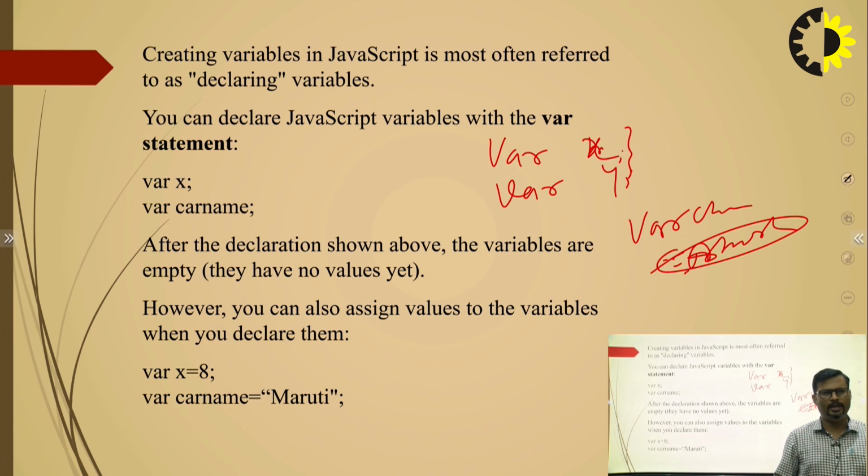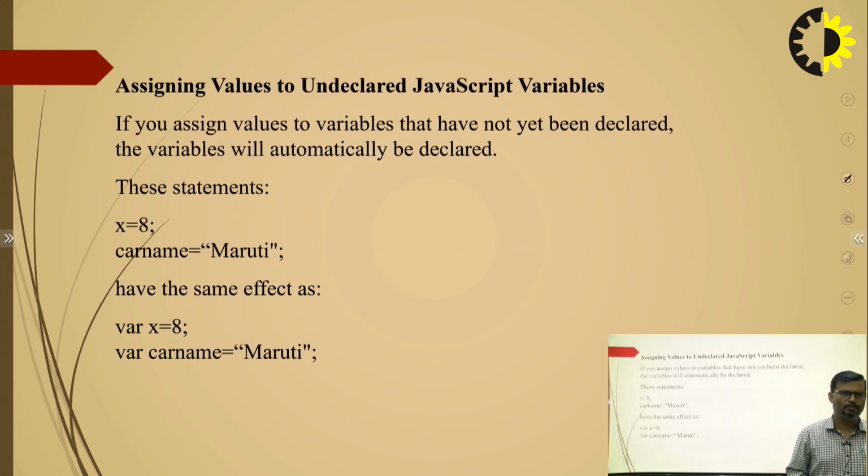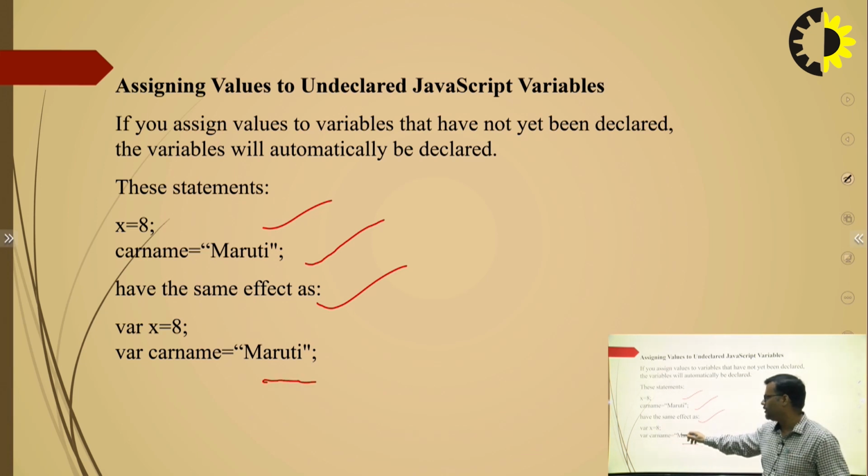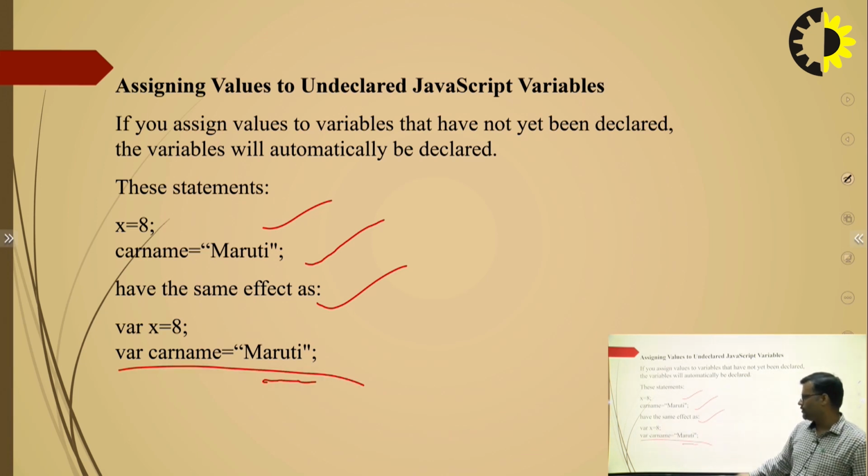We will use var carname is Maruti and variable x equals 8, and then semicolon. Assign value to a JavaScript variable. If you assign a value to a variable that has not yet been declared, the variable will automatically be declared. These statements, x equals 8 and carname Maruti, have the same effect as var x equals 8 and var carname equals Maruti.